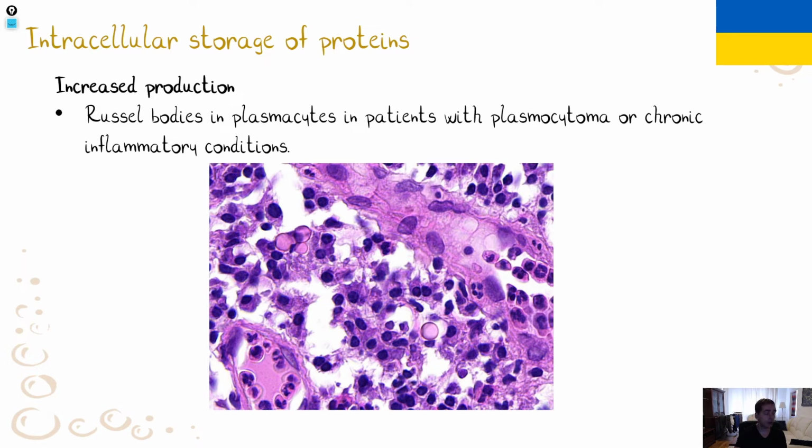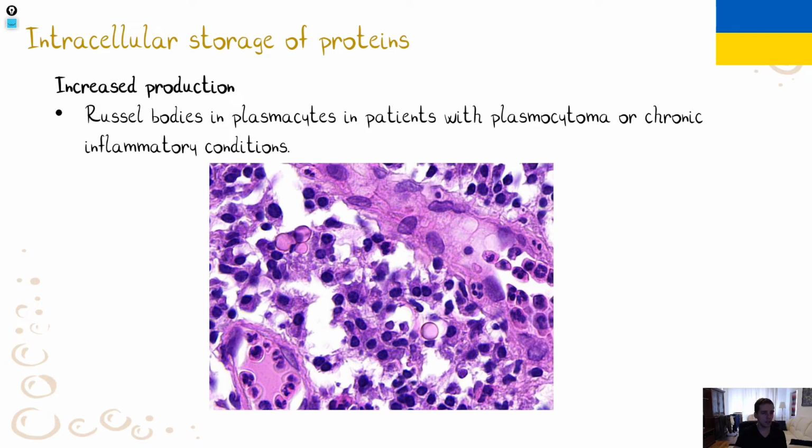Plasmacytoma or multiple myeloma is an example of malignancy that differentiates towards plasma cells. So in fact, it's a type of lymphoma with differentiation towards plasma cells. And those malignant plasma cells are just crazy, and they produce immunoglobulins or fragments of immunoglobulins in huge amounts, and they just cannot expel them, so they start to store them in the endoplasmic reticulum, and we can see it as Russell bodies. But it is not just myeloma.